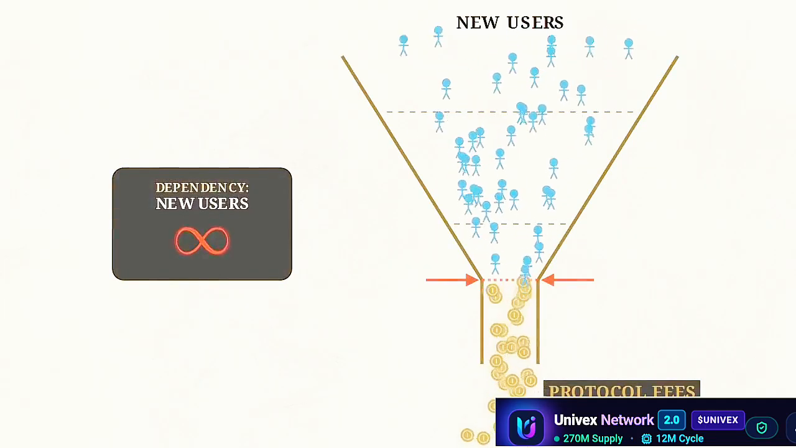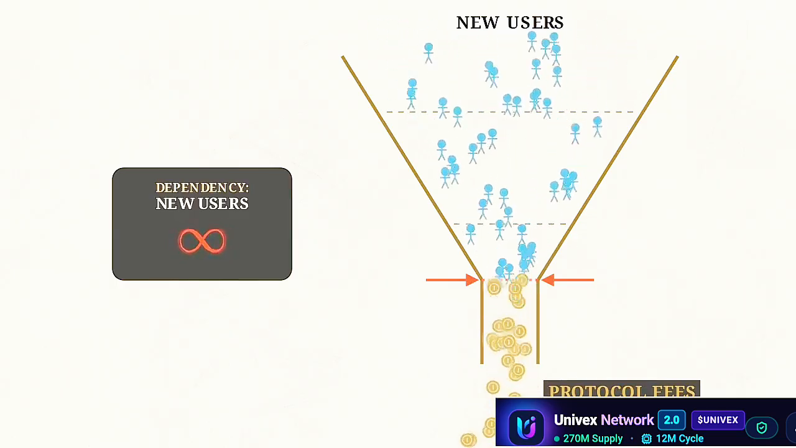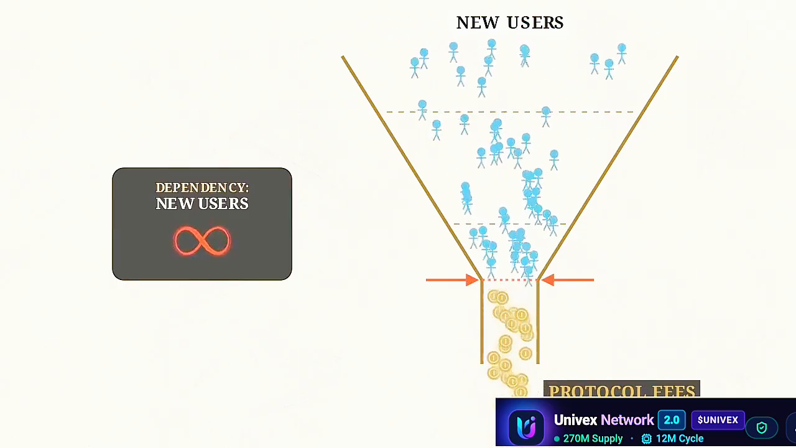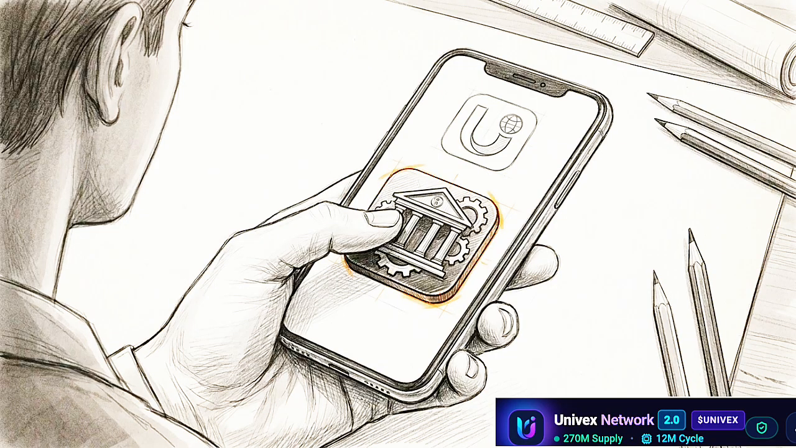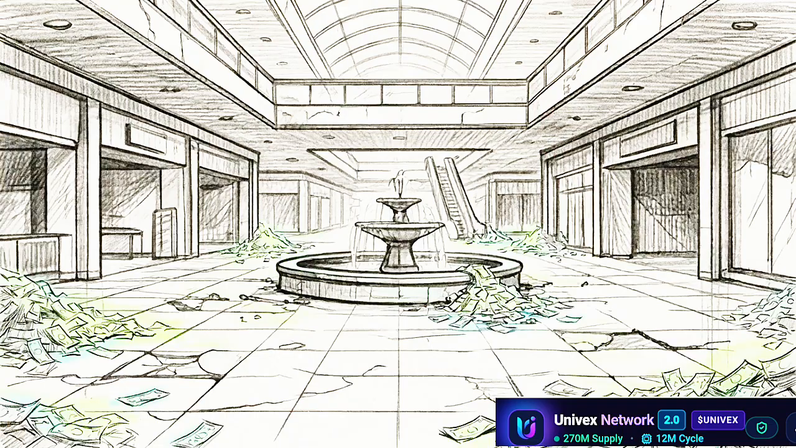The structural flaw in this closed-loop design is that it requires a constant, unending stream of new user acquisition to generate those fees. Shifting established user behavior away from deeply entrenched competitor platforms takes immense resources and time. Users don't migrate without a compelling reason. If Univex fails to capture actual market share with demonstrably superior technology, internal liquidity dries up and drops to zero. A closed-loop token economy without active users is effectively a dead mall with an expanding currency.